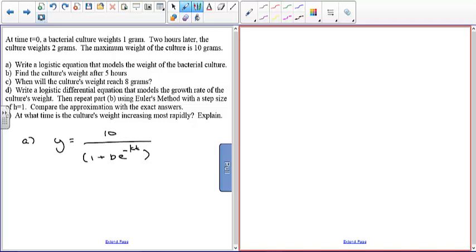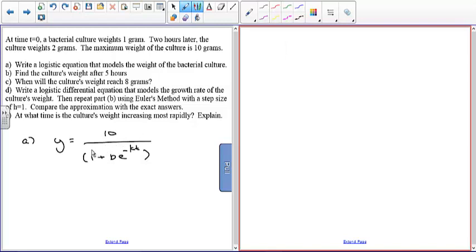And there's one of these on the test, so you need to know how to do these. It's pretty straightforward if you know what you're doing. So it says write a logistic equation that models the weight of the bacterial culture. That's the most work in this thing. It's just coming up with the equation.